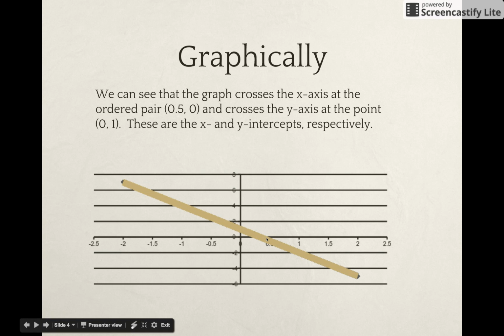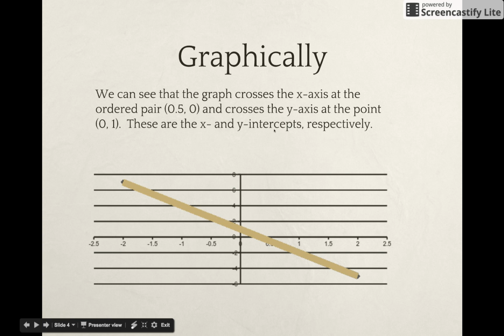For this reason, a lot of times we'll get loose with our language and say that the x-intercept is 0.5, but the x-intercept really is an ordered pair, and so that's why we would like to state it as 0.5, 0.